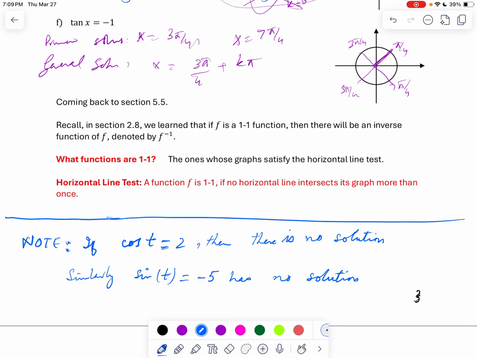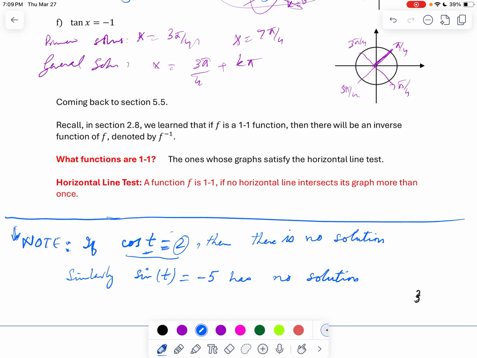Continuing with section 5.5. In the first video, you learned how to solve basic trig equations. Just note here, if you get an equation like cosine of t is equal to 2, then there is no solution. The reason is that there is no real number t such that the cosine is equal to 2.